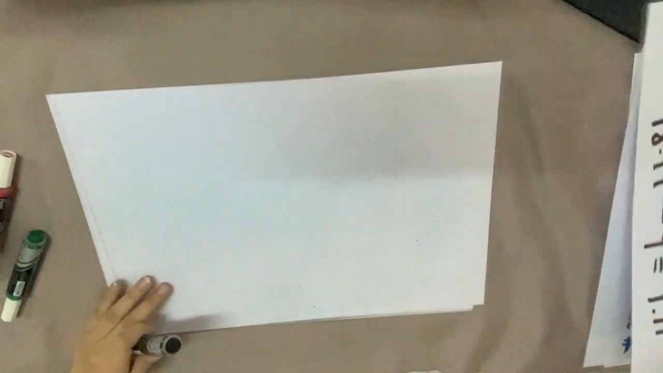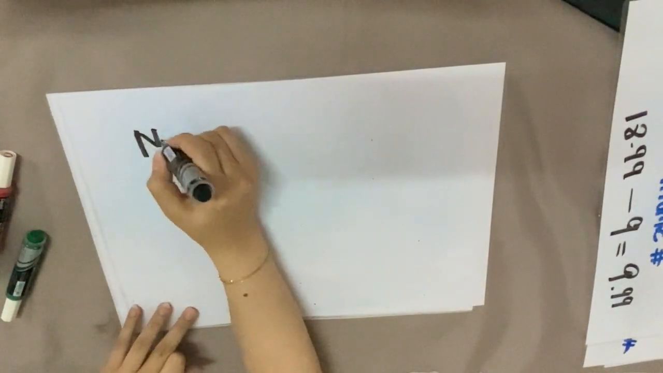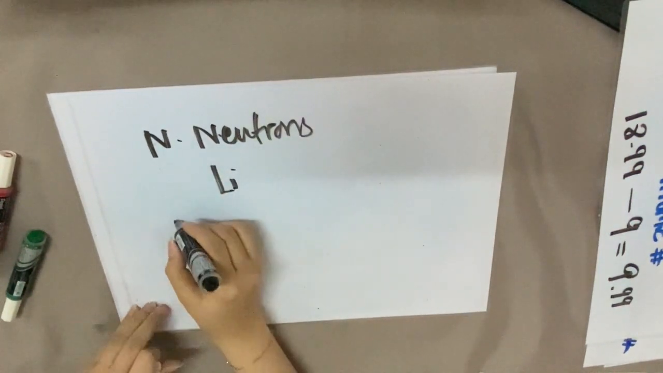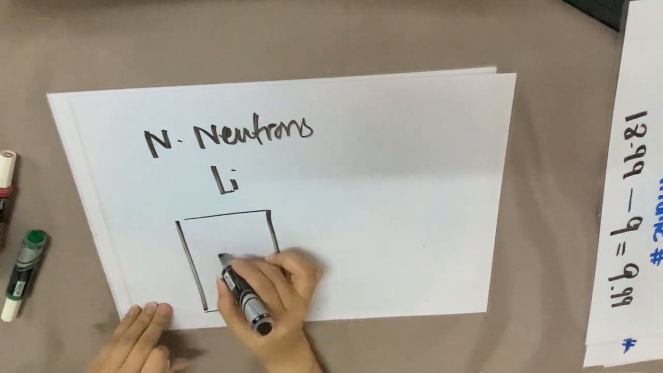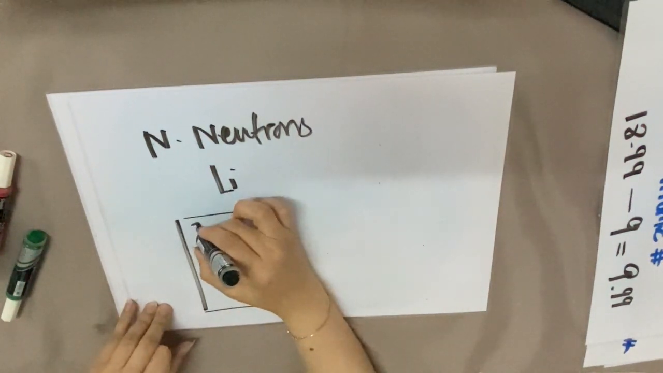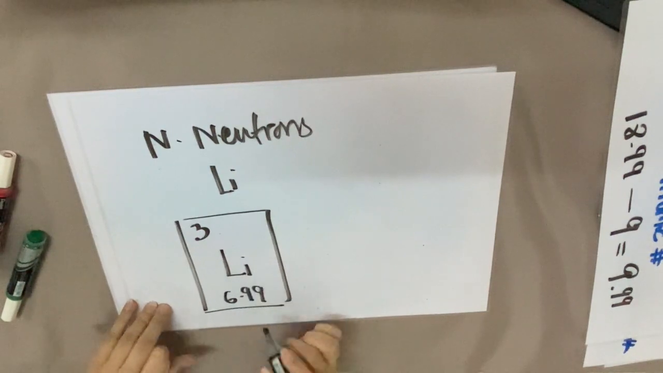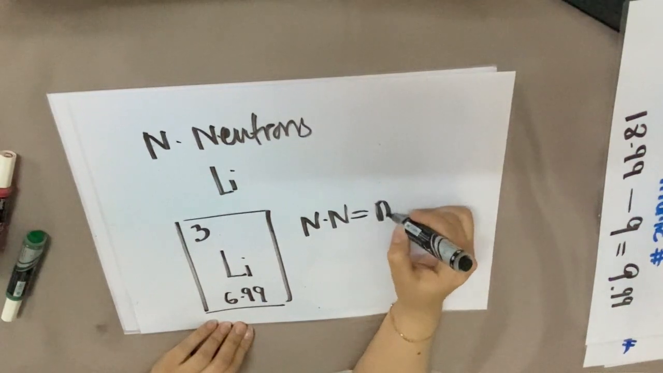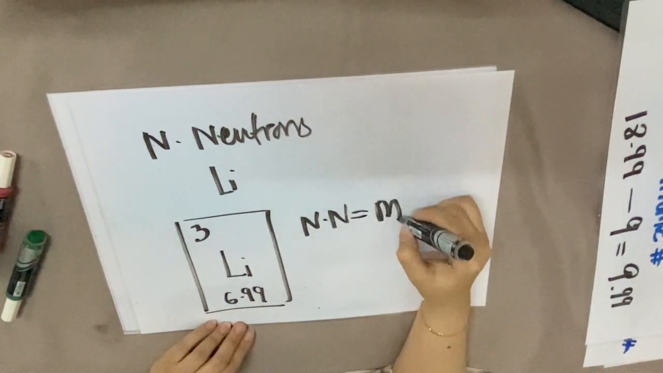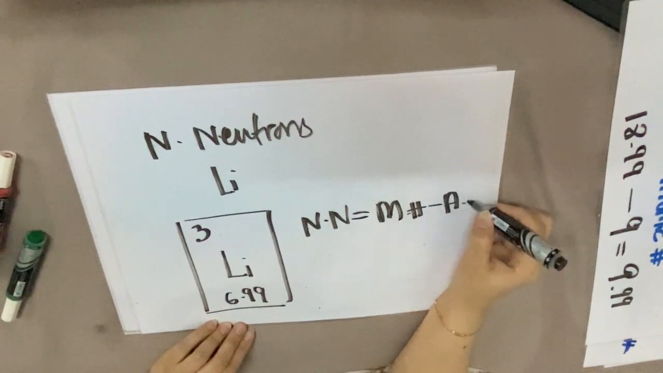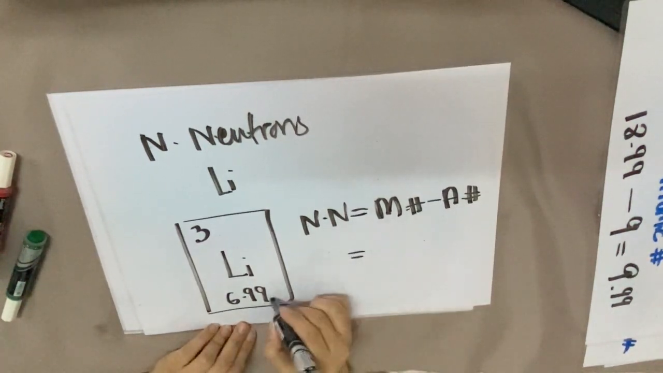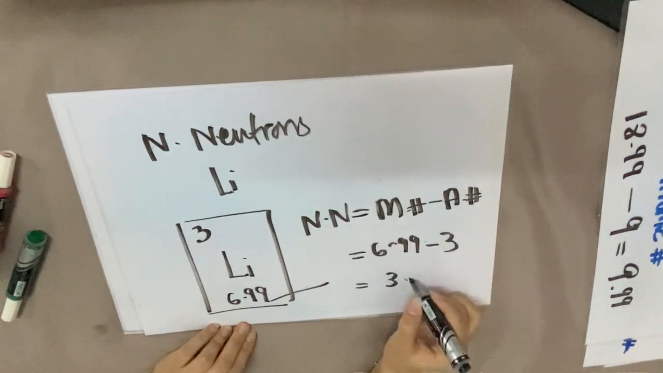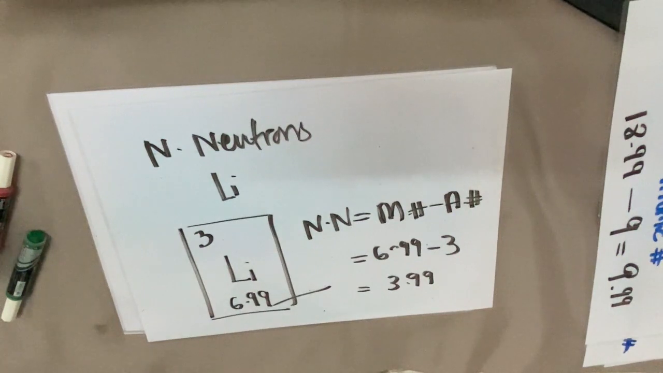Let's take another example. How about the number of neutrons in lithium? Also, immediately go back to the periodic table, look at the element key, 3 and 6.99. So when we want to find the number of neutrons, it's the mass number minus atomic number. So we have 6.99 minus 3. So 3.99 as the number of neutrons in a lithium atom.